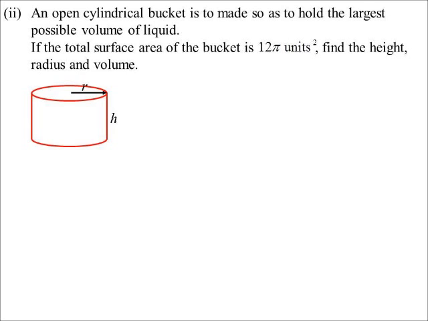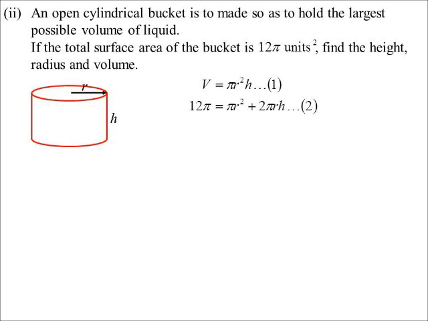Well, there's my bucket. Radius r, height h. Now, volume is what we're trying to maximize. So V equals pi r squared h. Surface area of a cylinder is, of course, because remember we don't have a top on it, just pi r squared plus 2 pi r h. We know that's to be 12 pi. Oh, isn't it lucky that we happen to have 12 pi? Pi will cancel. That was lucky.